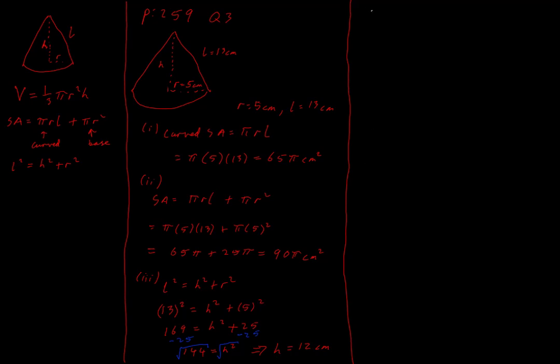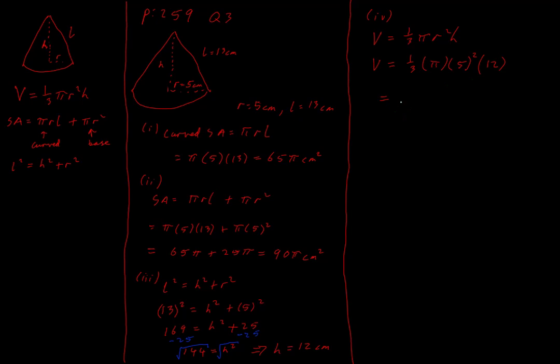Part 4. So again, that was just using Pythagoras because in a cone we can see that we have a right angle triangle. Now part 4. The volume of the cone. So I'm going to write down my formula as I have for all of them. A third pi r squared h, and see what information I've got. I've got r is 5 and h I just found is 12. So V is equal to a third multiplied by pi multiplied by 5 squared, everything in brackets, multiplied by 12.